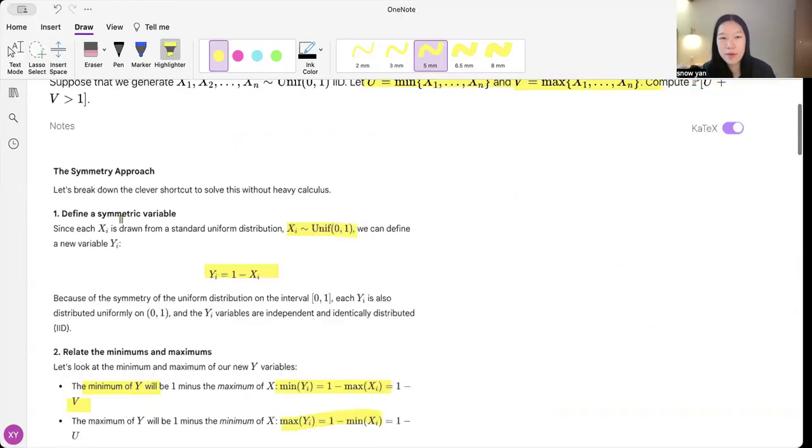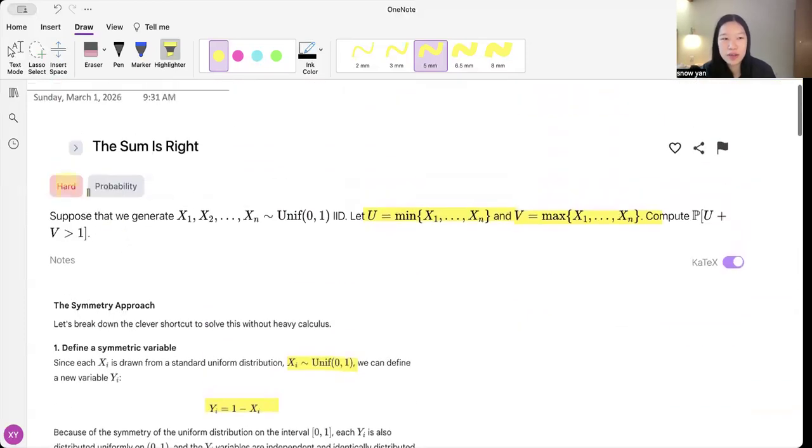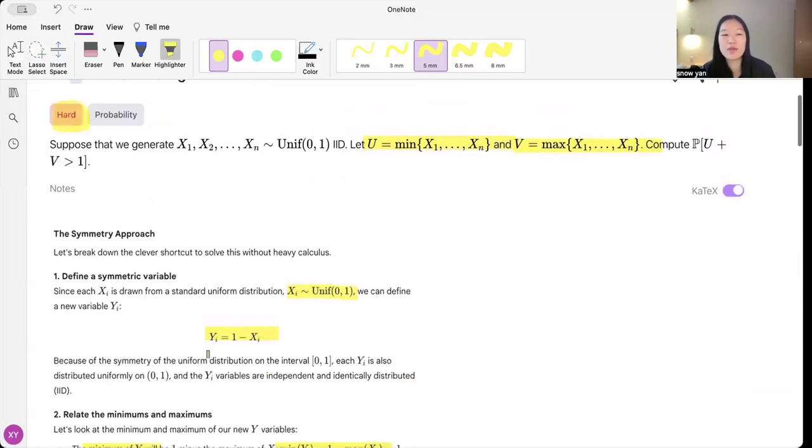But I think a better way, because this question was kind of hard, and the major thing that was hard to realize was setting up this y variable and using the symmetry property. Okay, that's enough here.